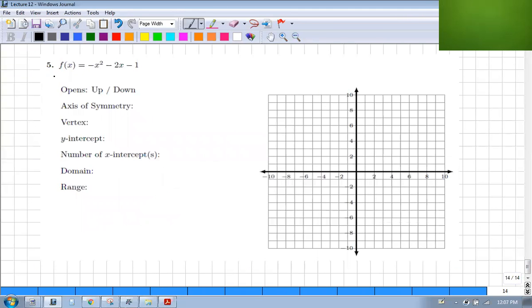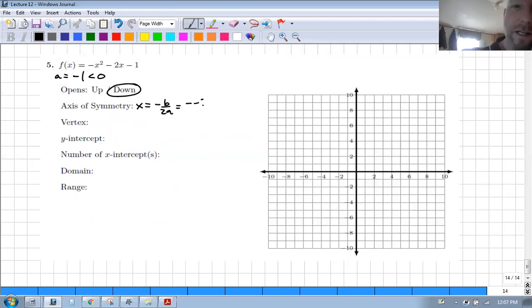All right, our A here is -1, which is negative. So it opens downward. Our axis of symmetry is x equals negative b over 2a. So negative negative 2 over 2 times negative 1. So this is negative 1 because there's 3 minuses and 2 over 2 is 1. So at negative 1 here, that's our axis of symmetry.